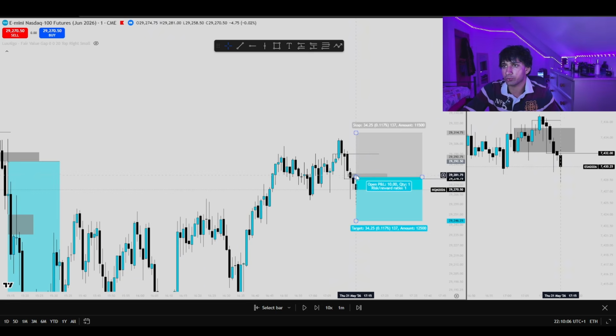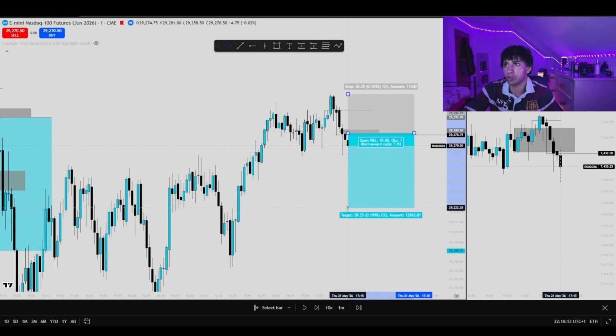All right, there we go. So right there, we'd be in for shorts, and I'd run my stop loss just at this recent swing high, and then my TP for a 2R.